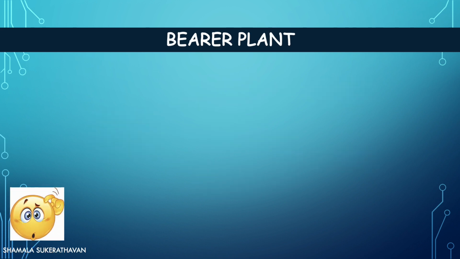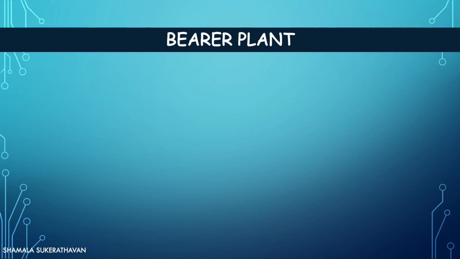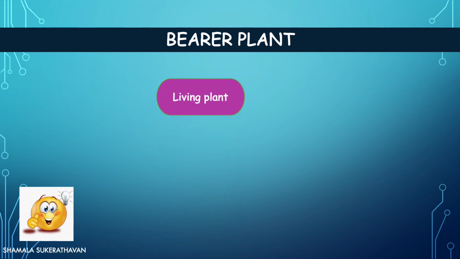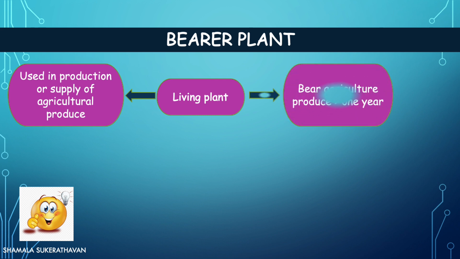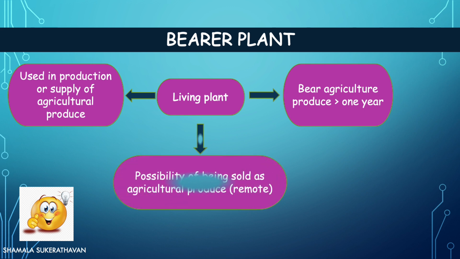So, what is a bearer plant? Bearer plant is a living plant that is 1. Used in the production or supply of agricultural produce, explaining why it falls within the scope of IAS 16. 2. Expected to bear produce for more than one period. This explains why it's presented as non-current assets. 3. Has a remote possibility of being sold as agricultural produce except for incidental scrap sales.